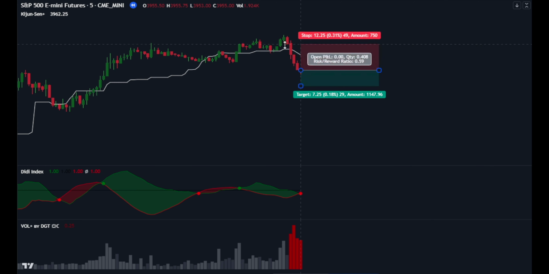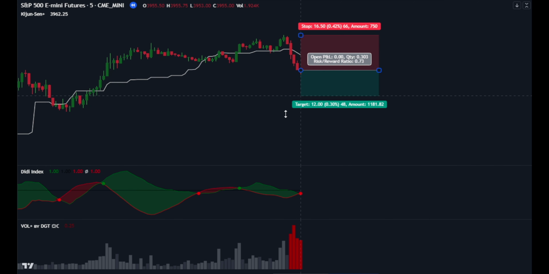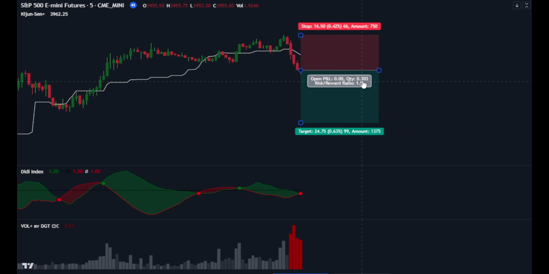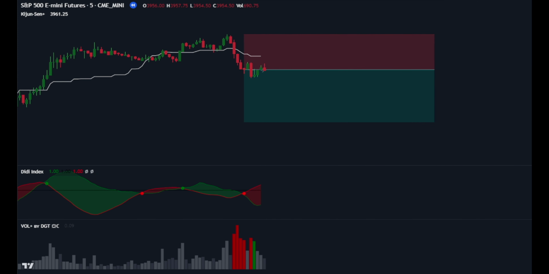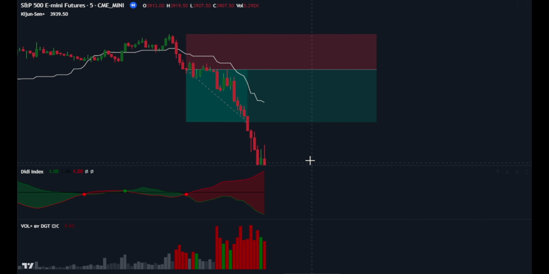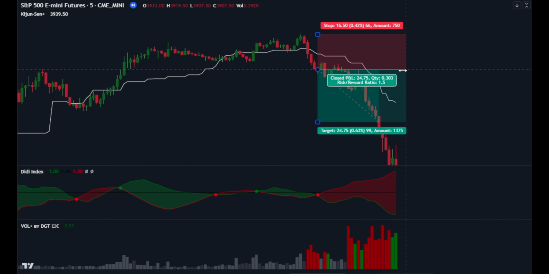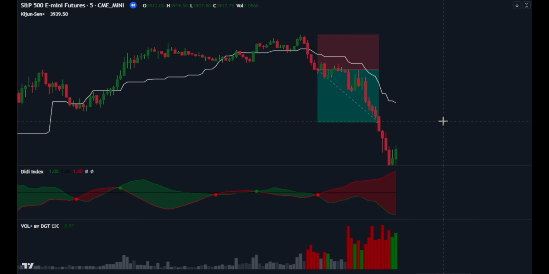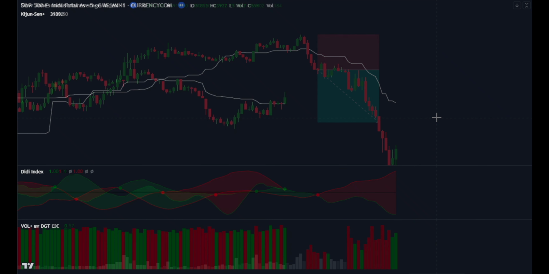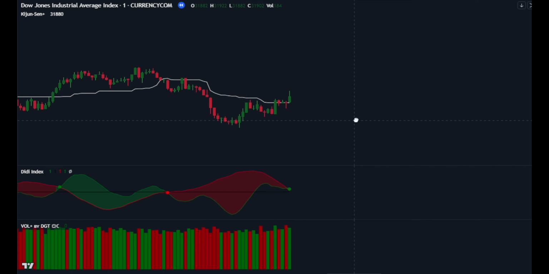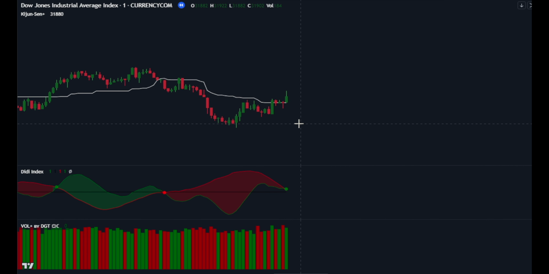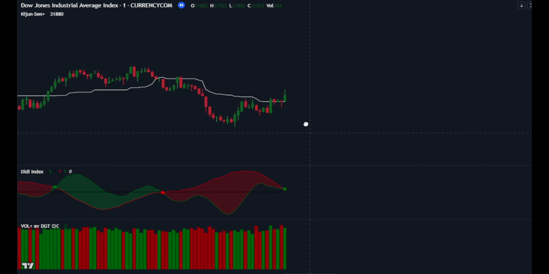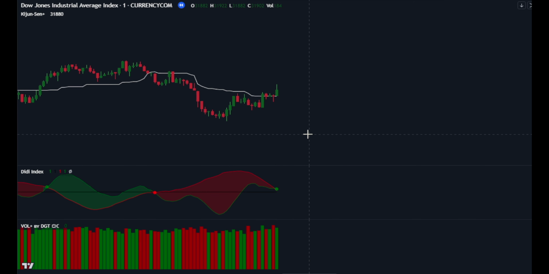We set our stop loss at the nearest swing high, and our take profit will be a risk-reward ratio of 1 to 1.5. We see that it was a winning trade. Now we will see other examples. We are now in the Dow Jones Industrial Average Index, better known as the US 30, with a time frame of 1 minute. We will see an example of a long trade.